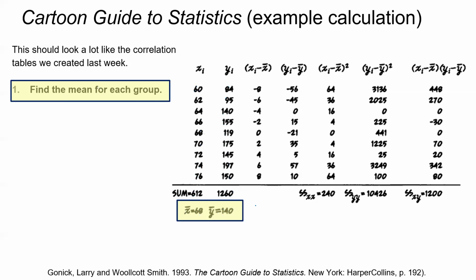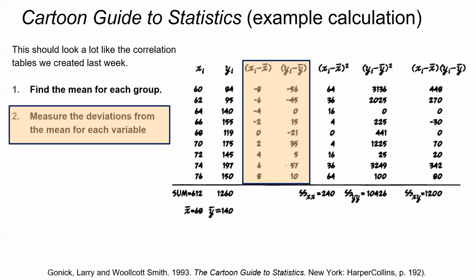That's step 1. Step 2, we're going to measure our deviations, right? So the deviations from the mean. 60 minus 68 is negative 8. 62 minus 68 is negative 6. Let me change to a laser pointer to make that easier to see. 64 minus 68 is negative 4, and so on. 66 minus 68, negative 2.